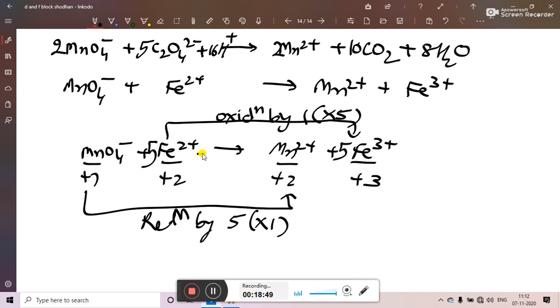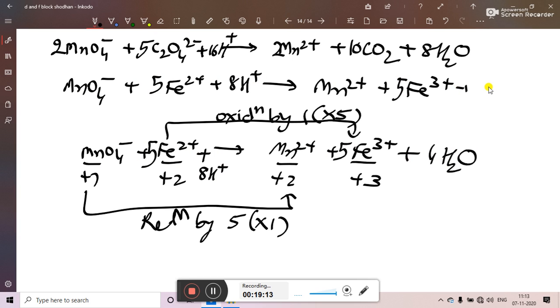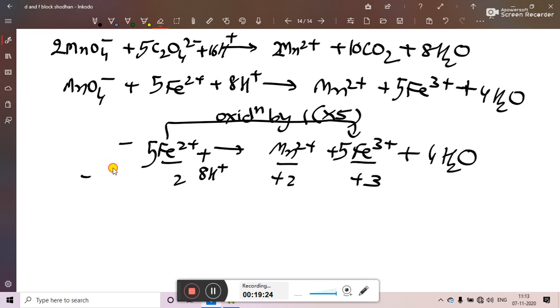So we have to add H plus on that side where charge is less. 5 times 2 is 10, minus 1 is 9, and 9 plus 8 will become 17. So 8H plus. Then we have to add 4H2O on the right hand side. So this is the balanced equation: MnO4 minus plus 5Fe2 plus plus 8H plus gives Mn2 plus plus 5Fe3 plus plus 4H2O. This is the second balanced equation, which shows that KMnO4 is an oxidizing agent in acidic medium.